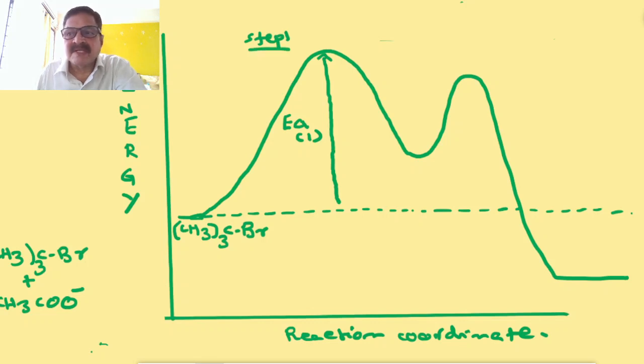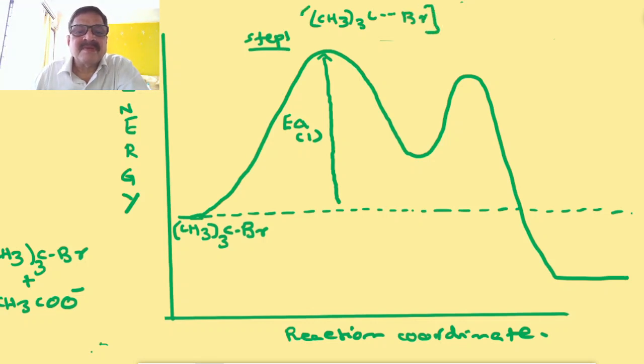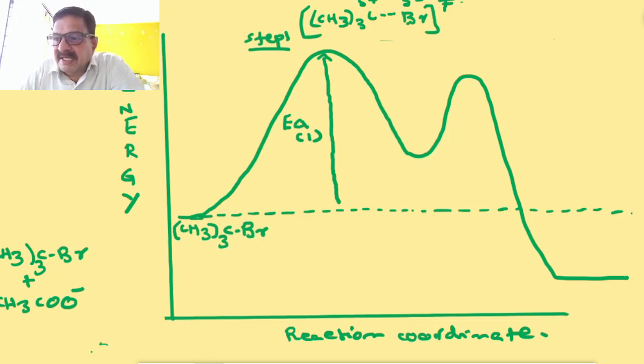Step 1. So the transition state here will have partial bond breaking. That is (CH3)3C, and this bond is partially broken here. So this is our transition state for step 1 of the reaction. Correct. That is, the C-Br bond is partially broken here. Therefore, there will be a delta plus and a delta minus, that is a partial positive charge and a partial negative charge.